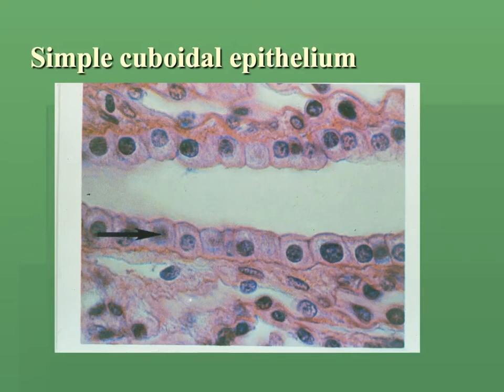This slide, however, clearly shows cuboidal cells, and we can see that nice cubed structure. The dark dot is the nucleus. This clear area in there is the cytoplasm. The outside portion is the cell membrane. Now we're looking at this area right here. So we have one cell layer, that would be simple, cube-shaped cells, cuboidal, and it lines a body cavity, thus epithelium.